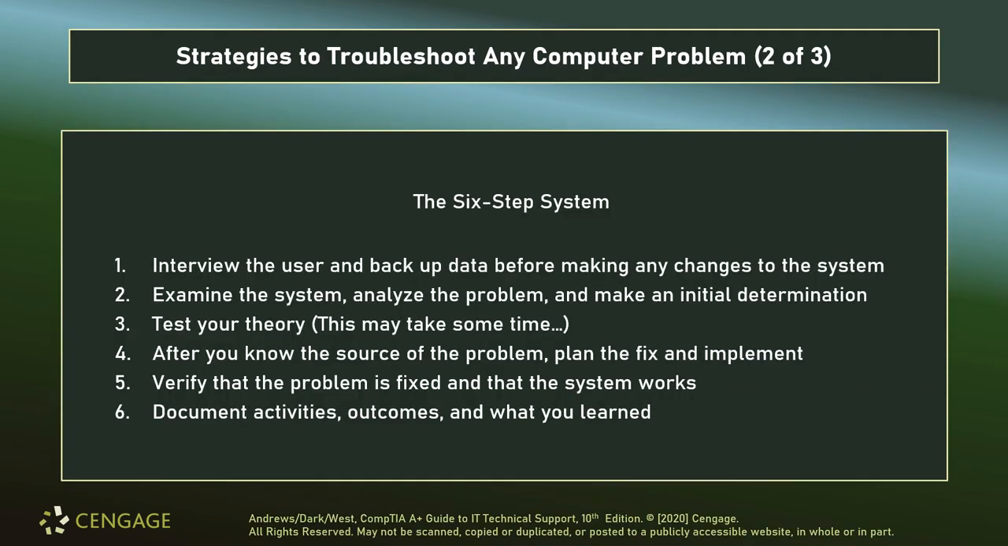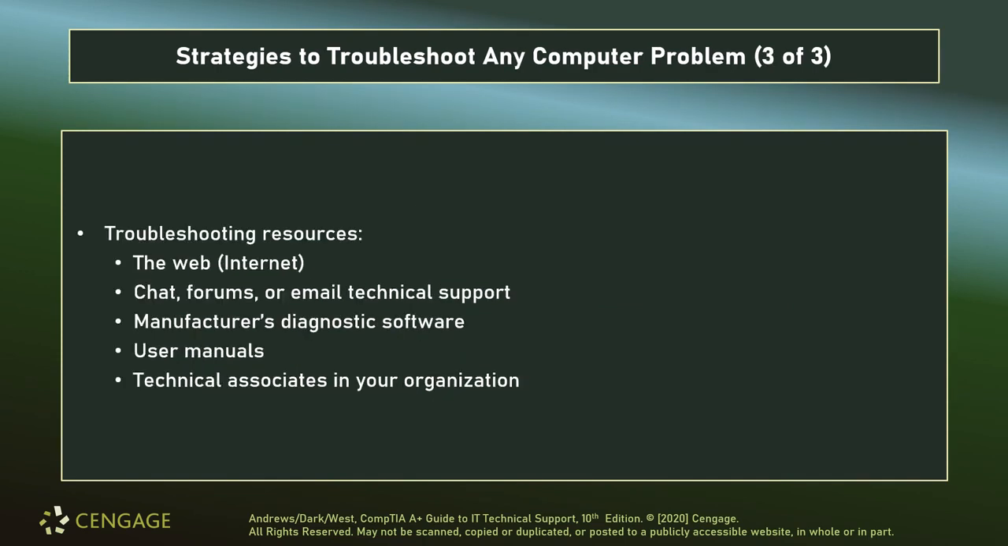So these are going to be some textual examples of things that we've already talked about. Again, that 6-step system. Just to reiterate, interview, backup data, step 1. Examine, analyze, and make an initial theory, step 2. Test your theory, step 3. Plan the fix and implement, step 4. Verify the fix, do preventatives if you can, step 5. And then document and do the wrap-up, step 6.